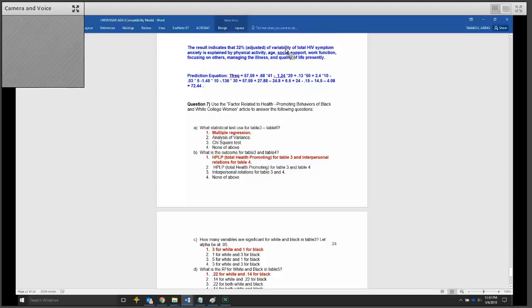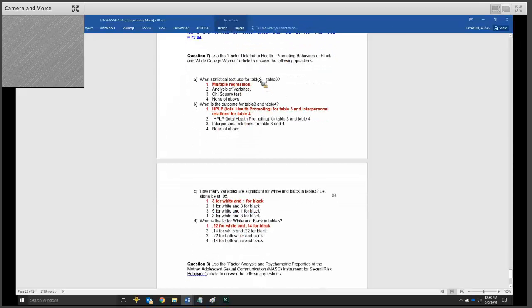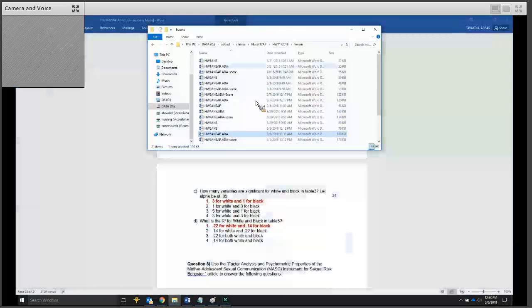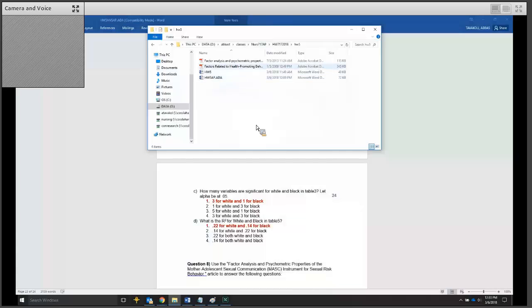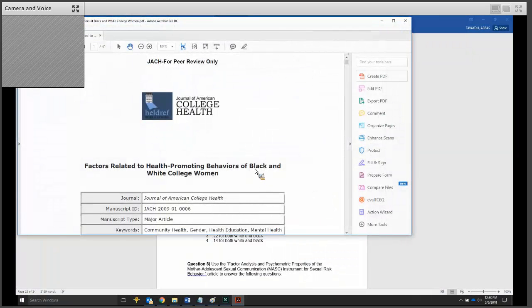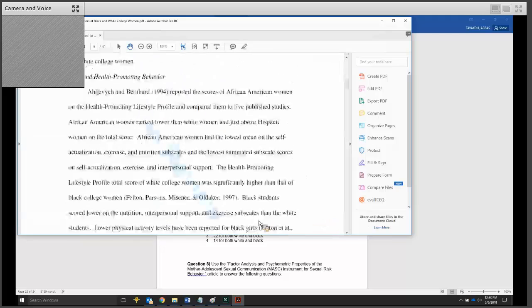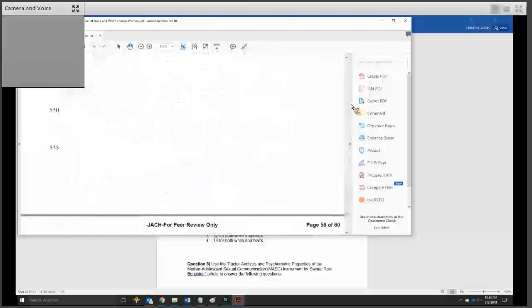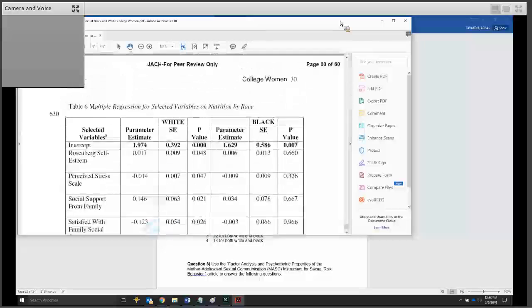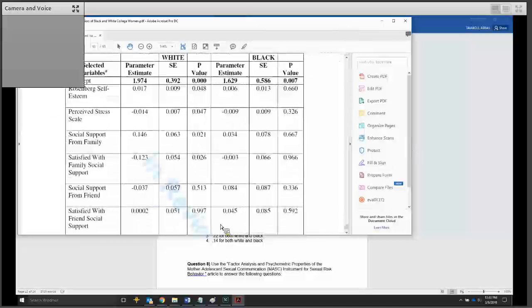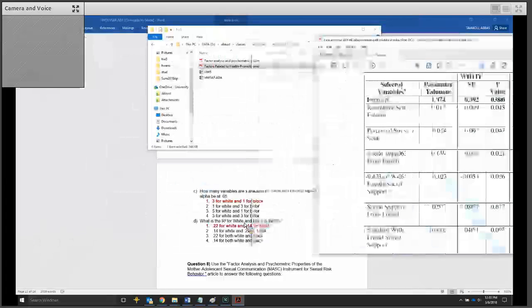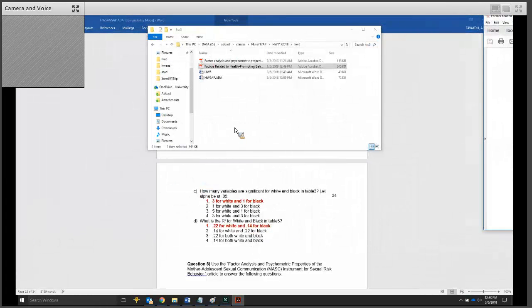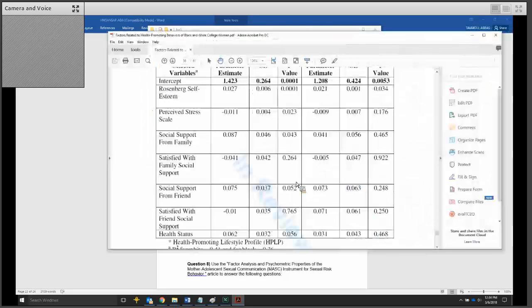For the factors related to health promoting behavior question, what is the statistical test? The title tells you it's multiple regression. The outcome was total health promoting behavior for table 3 and interpersonal relations for table 4. If you look at the tables, you can see how many significant predictors you have for white and black. So the question here is just going to the table and looking at the p-value.